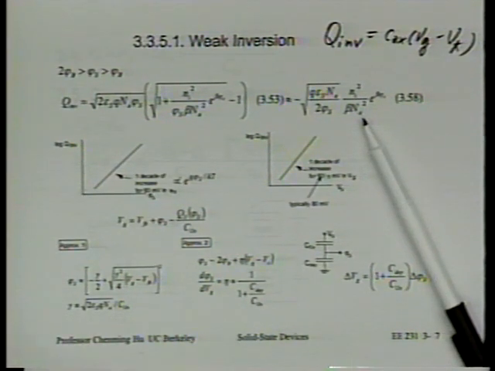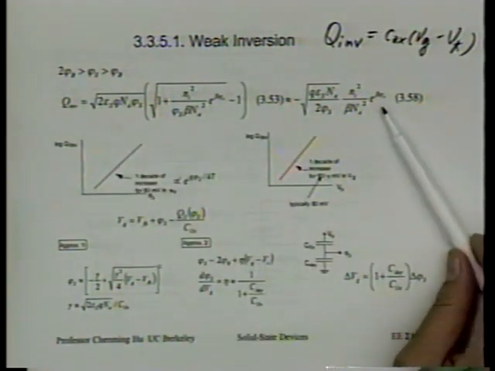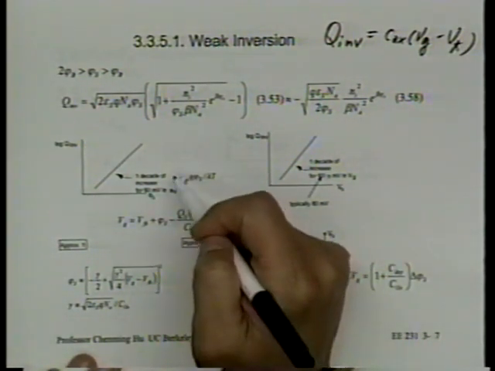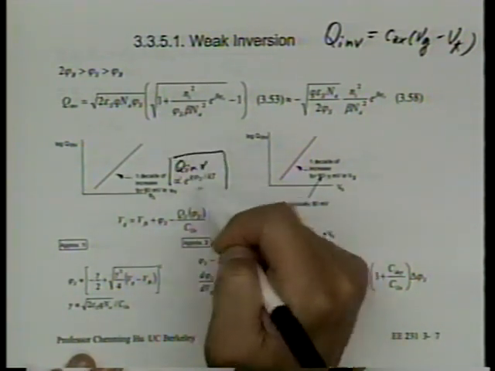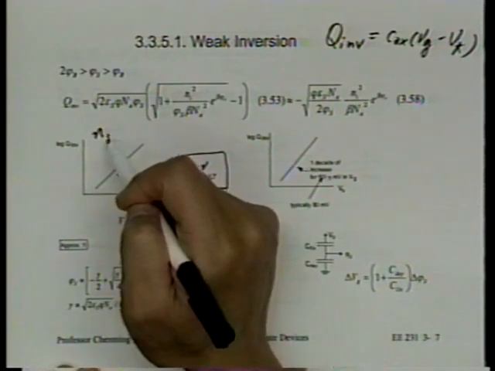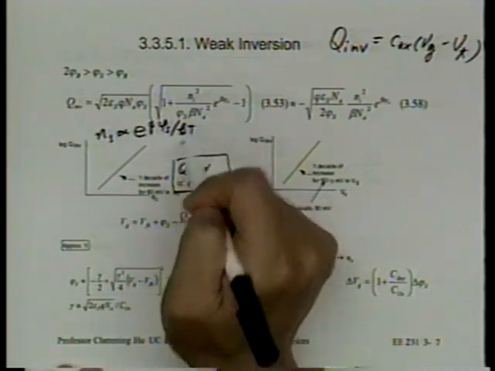Now with that, we found Q inversion has, first of all, a very simple relationship with phi s. Let's memorize that. It's very important. Q inversion is proportional to the exponential of q phi s over kT. This is a new relationship we have never seen, and yet it may look trivial. If it looks trivial, it's because we already know ns is proportional to exponential q phi s over kT. We have seen this several times before.